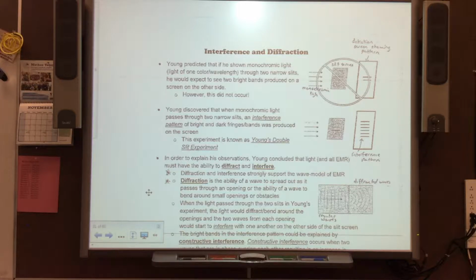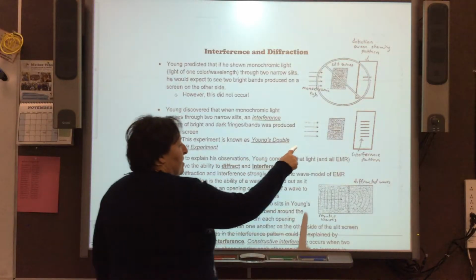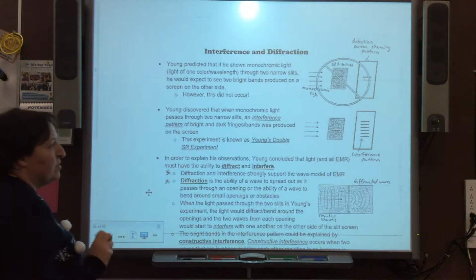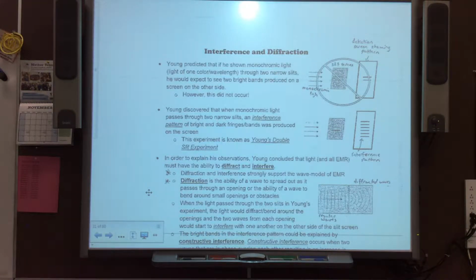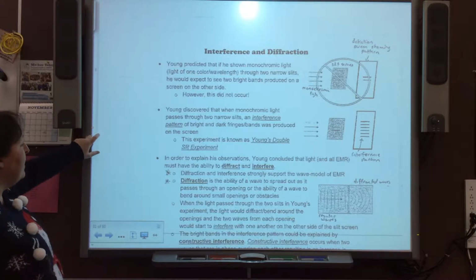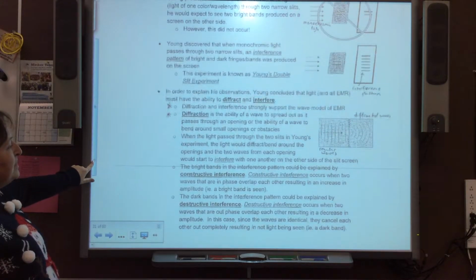The reason that we call these two lines, if you look here, slits and not holes or gaps or breaks, is because they're actually really close together. They're basically the distance of a wavelength separation. And if you remember wavelengths, we measure them in nanometers, which is times 10 to the negative 9. So that's why they're called slits. He concluded that all light must have the ability to diffract and interfere.